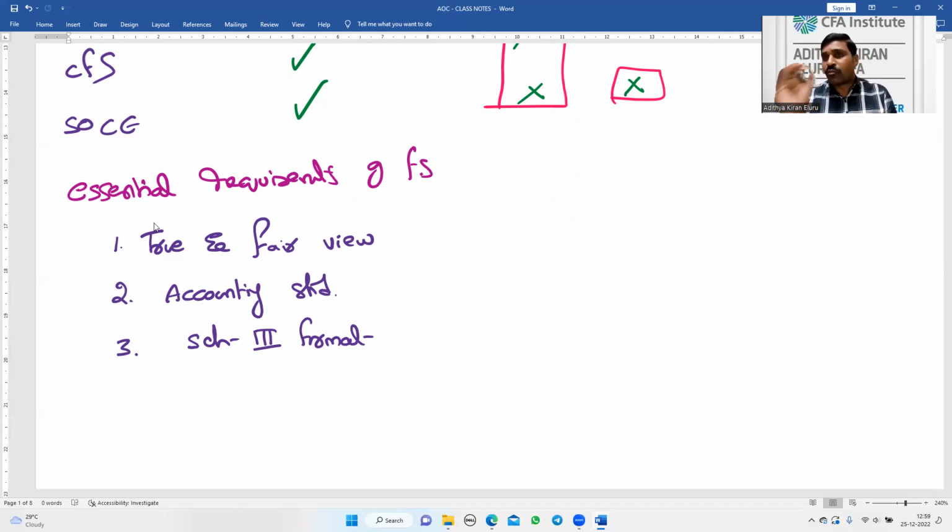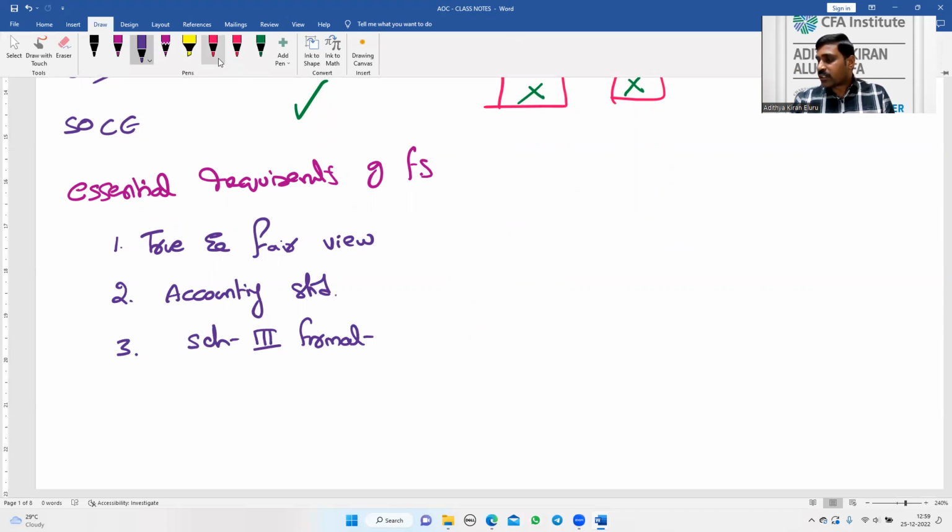They have to show true and fair view. Remember, even though you make mistakes here or there in accounting standards and Schedule 3, you can explain so far as you ensure the true and fair view. Our ultimate objective is to ensure that financial statements reflect a true and fair view. They are not misleading.